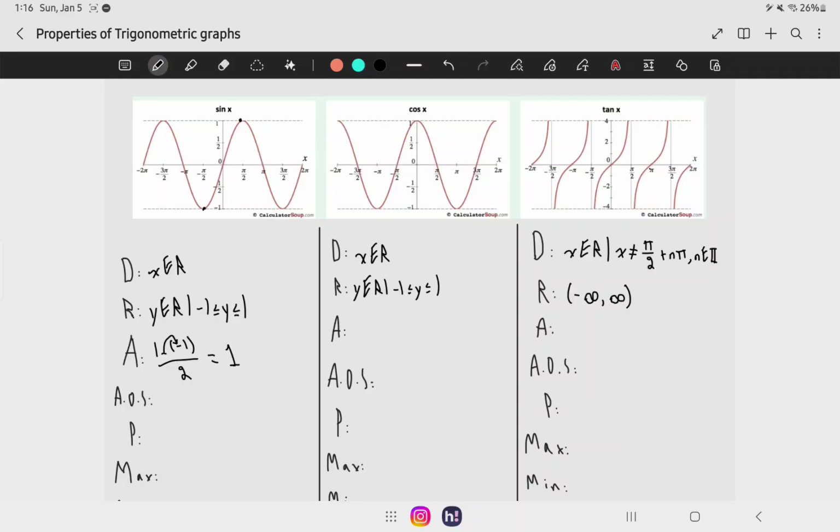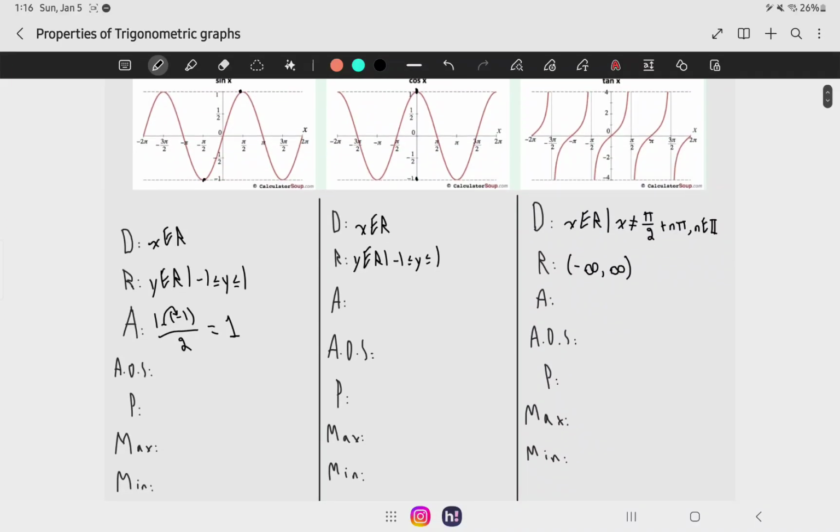The same thing applies to the cos x function. The max is 1 and the lowest point is negative 1, so your amplitude is also going to be equal to 1.